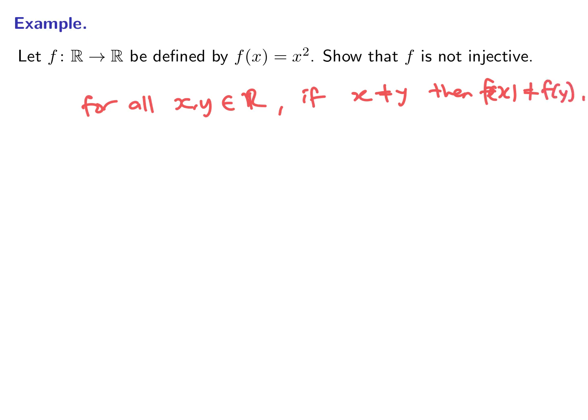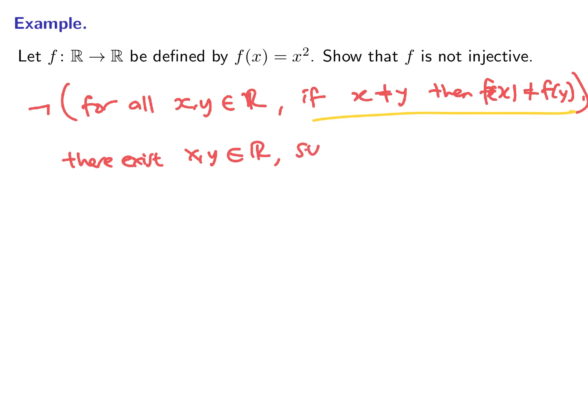Okay, we are going to negate this statement. So what is the negation of this statement? We want to show not injective, so we look at the negation. The negation is, remember, for all becomes there exists x, y in R such that this implication, now you want to negate it, right? The negation of an implication, P implies Q, is P and not Q. Okay, there exists x, y in R such that P and not Q, such that x is not equal to y, and f(x) is equal to f(y). Okay, so that's what we want to show, right?